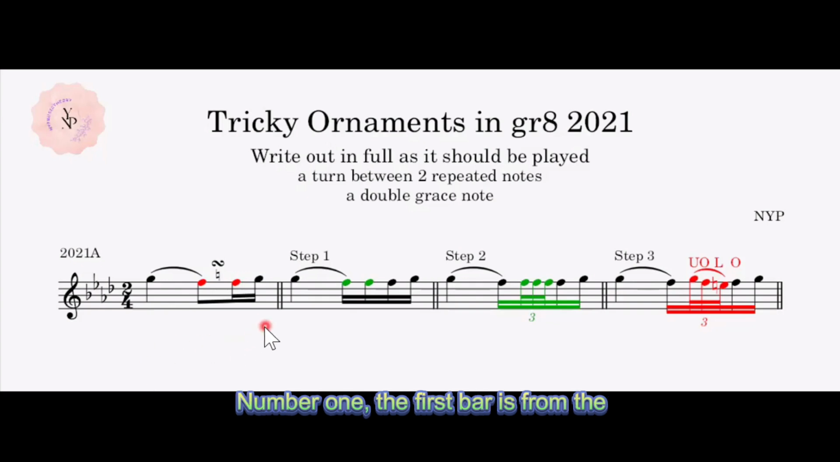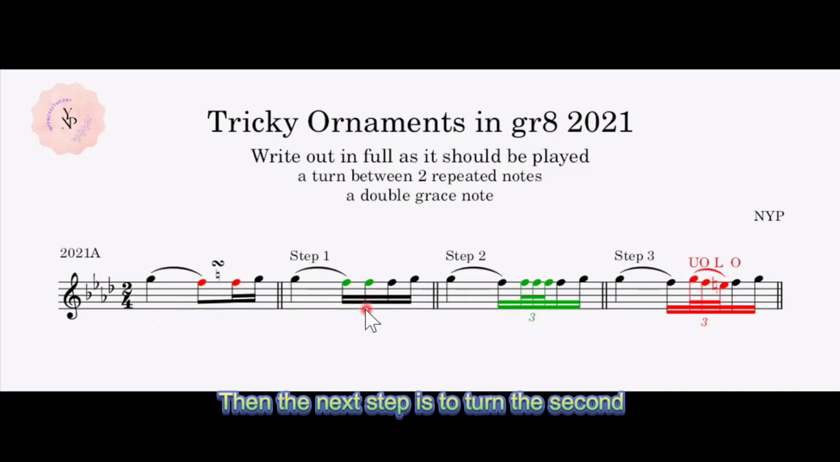Number 1, the first bar is from the question. We can see there is a turn between two repeated notes. That is the quaver F and the semiquaver F. So what should we do? Step 1 is to copy what is given from the question, the G and the F. But then we have to cut the F quaver into two halves, that is two semiquavers.